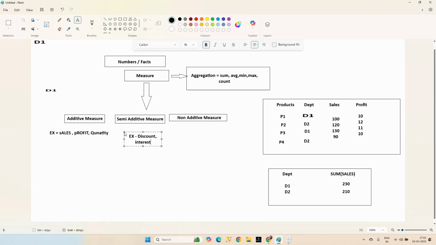So once applying sum on the interest, you're not getting a meaningful result. Let's say for 150 months you need to pay the interest. If you sum up all 150 months, you can get 1000%, 2000%. Interest rate is not like that, right? So if you apply min or max, you can get the highest interest or lowest interest. Like that, you can apply some of the aggregations on, let's say, discount and interest under semi-additive measure. I think you got my point, right?